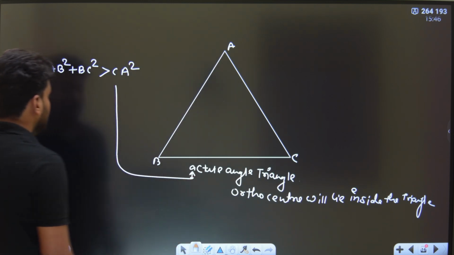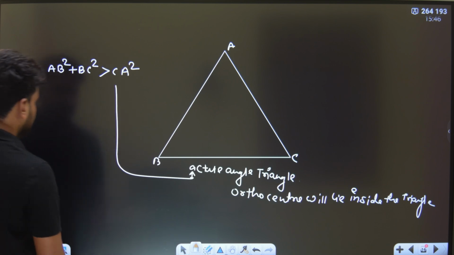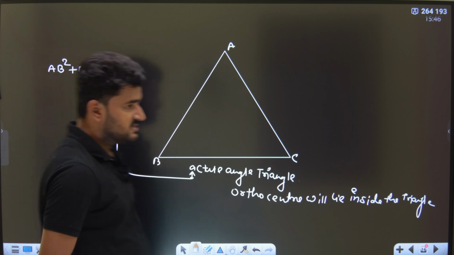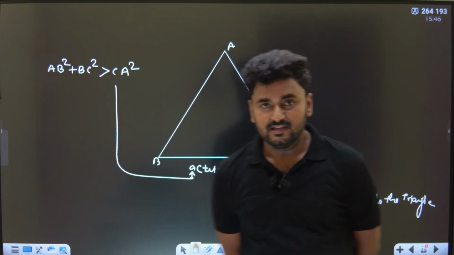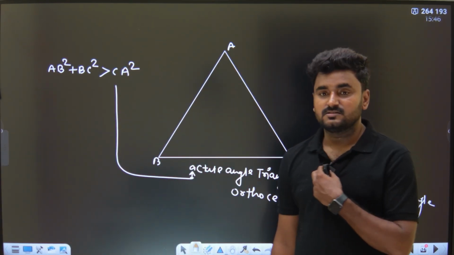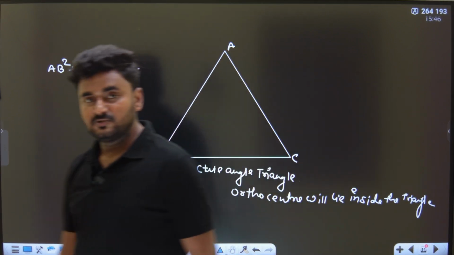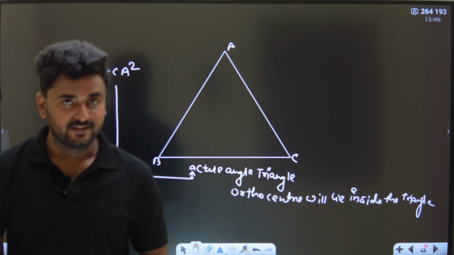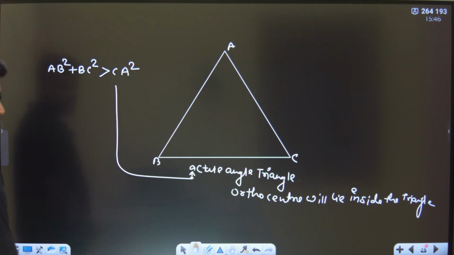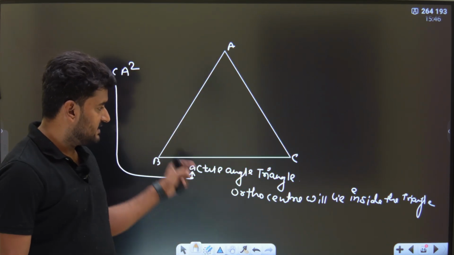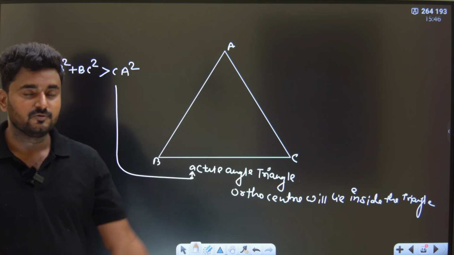Understand? And if AB square plus BC square is less than AC square, in that case the triangle is called an obtuse angle triangle. So in case of an acute angle triangle, the orthocenter will lie inside the triangle. If you want to write, please do it fast.